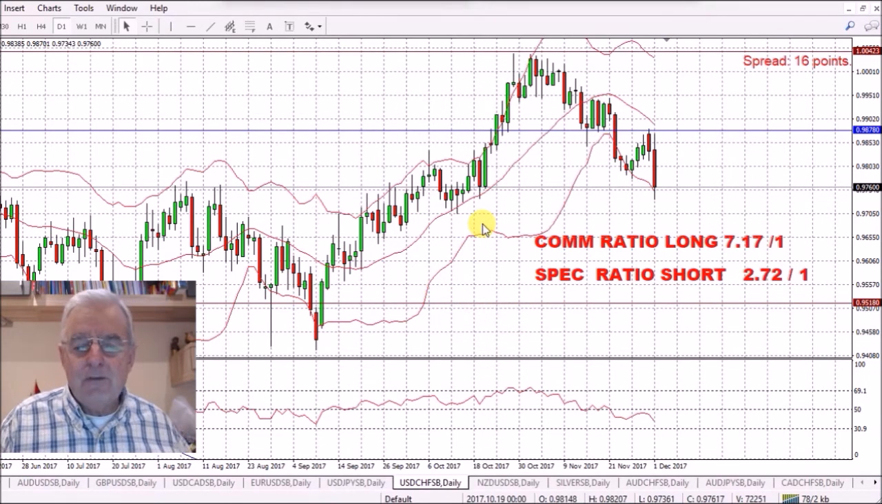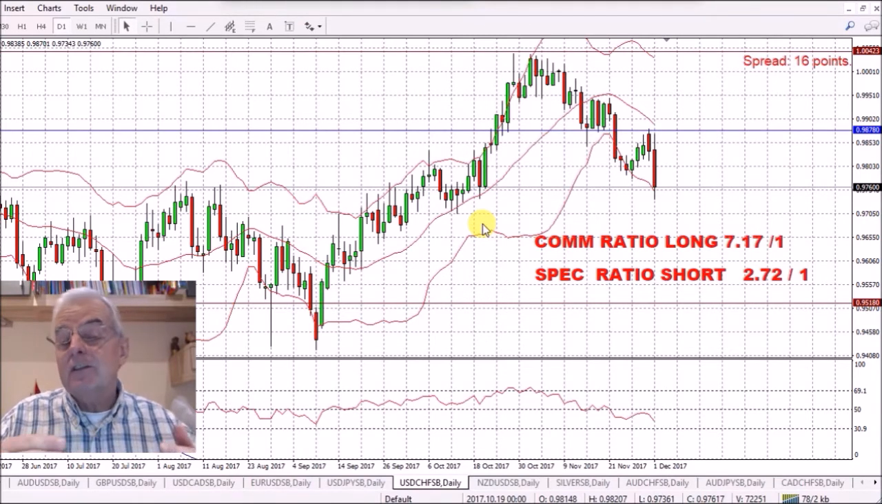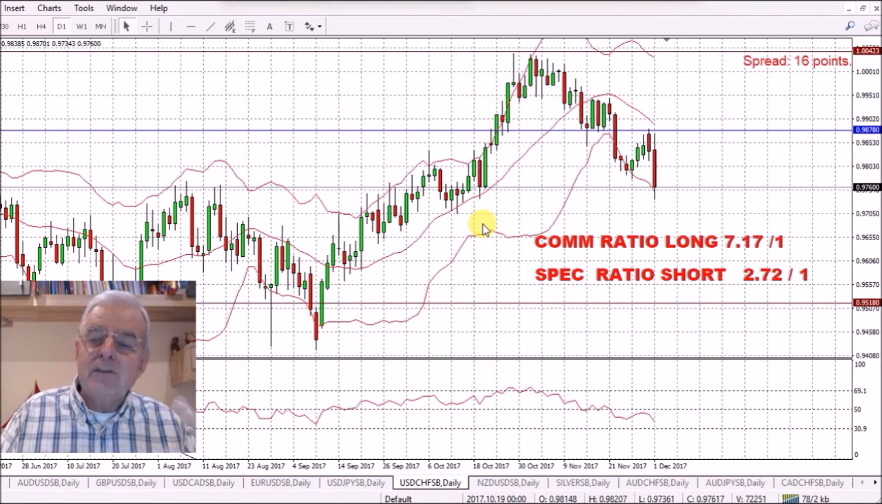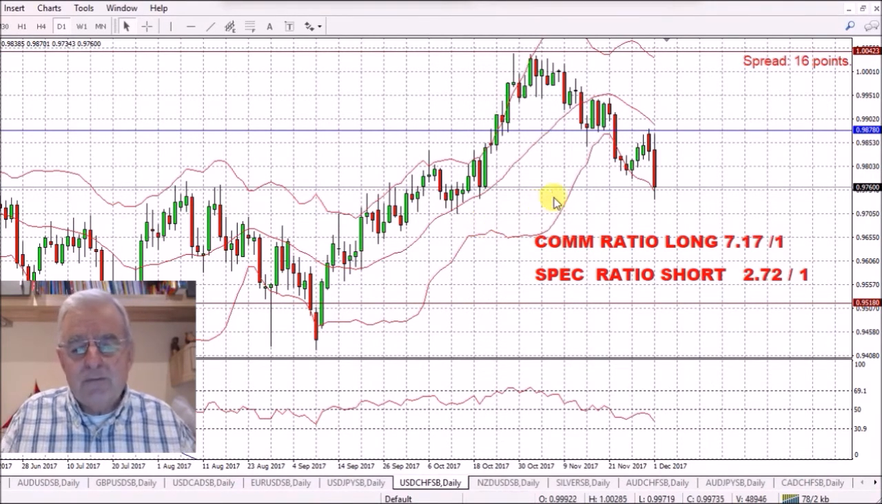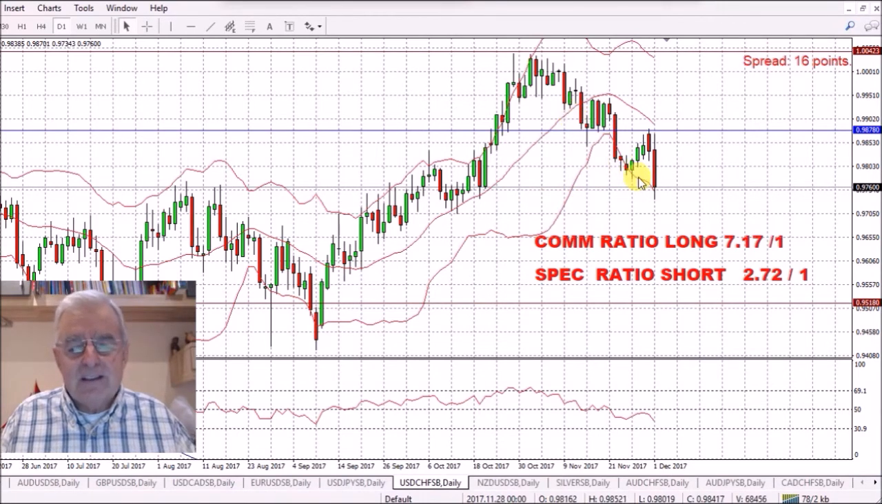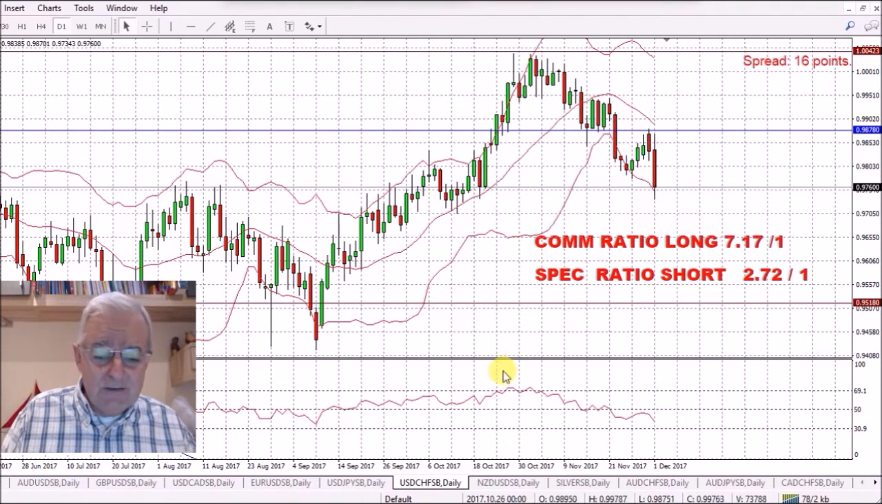Just before a currency, if it's overstretched and it's going to fall, open interest often dips, or if it's oversold and you're looking for it to go back up, open interest often goes up just before the rally. So that is another thing to look for.